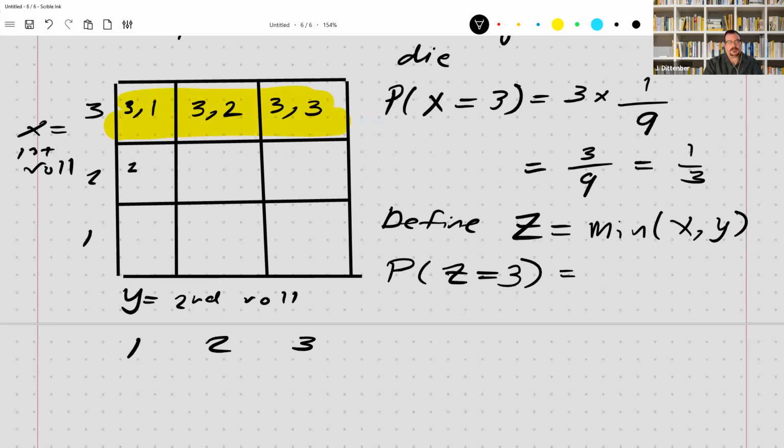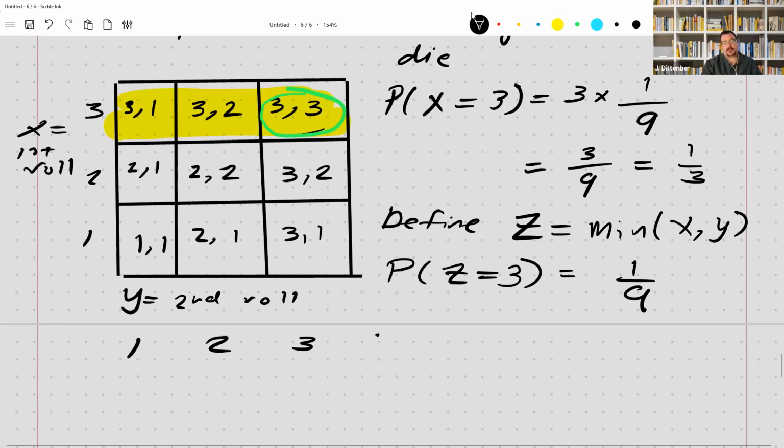This is going to be 2 and 1. This is going to be 1 and 1. This is going to be 2 and 2. This is going to be 2 and 1. 3 and 2. 3 and 1. So where will 3 be the minimum? Well, 3 is bigger than 1 and 2, right? So the only time it could be the minimum is when it's also the maximum here. So in this case, it's just going to be 1 over 9.